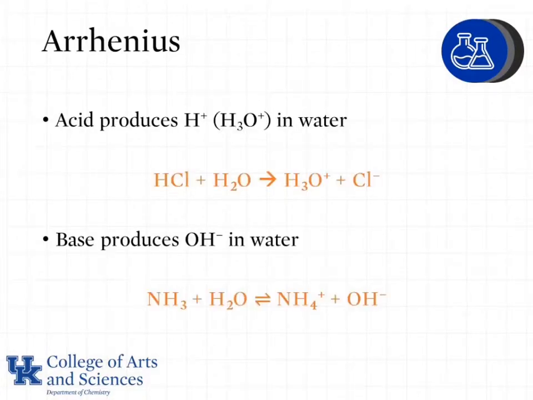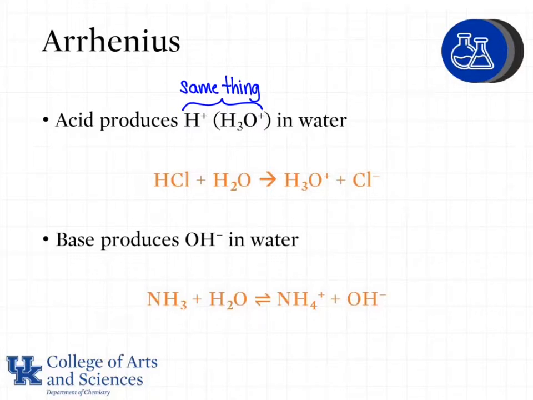There are several different definitions of acids and bases. We will discuss two of them. The first is Arrhenius, and an Arrhenius acid produces H+ in water. Remember that H+ and H3O+ are the same thing, it's just two different ways of writing it. So HCl in water will produce H3O+ and Cl-. An Arrhenius base produces OH- in water, so NH3 plus H2O yields NH4+ and OH-.